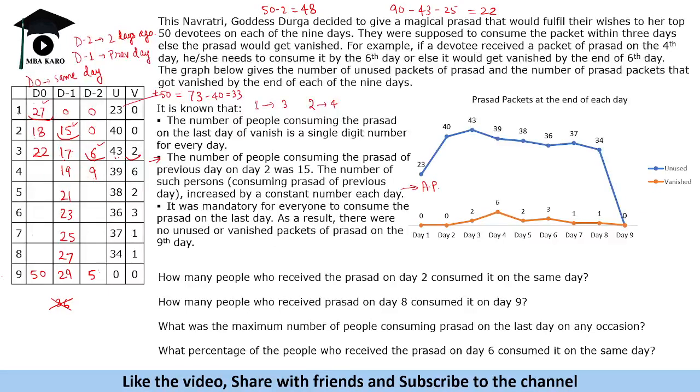So 43 बचा. 50 लोग आ जाएंगे तो 93 हो जाएगा. 93 में से we will subtract all these numbers. So 28 plus 45 is 73. Okay. So 73 means 20 आ जाएगा. Okay. Now we can find this number also.